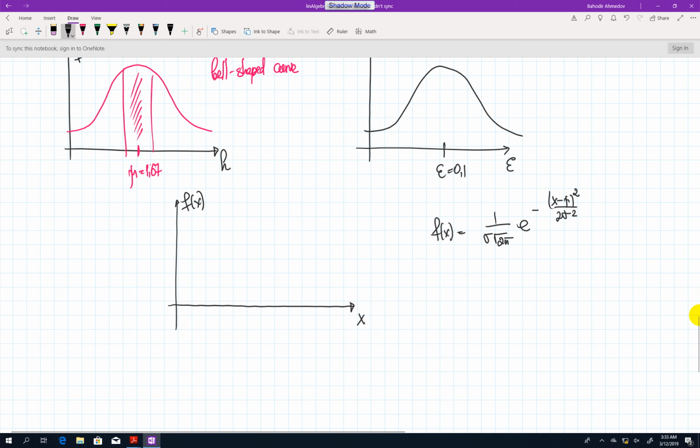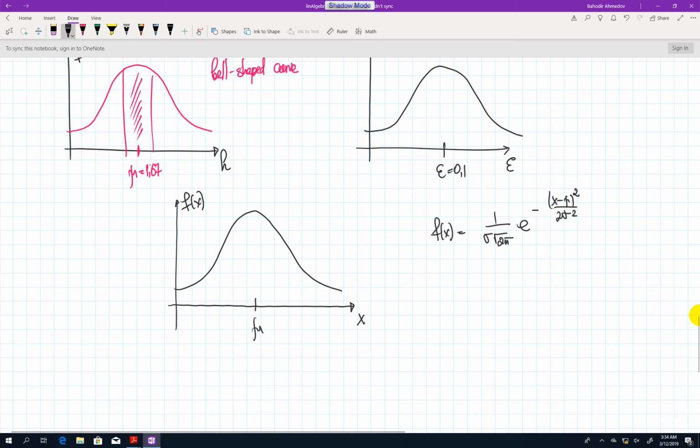Now, if you put x equal to mu, you will get some value, right? What value will you get? You get 1 over sigma multiplied by the square root of 2 pi. This will be the maximum point of this curve. Because if you put any other value of x, it makes the exponential term 1 over e to some positive number, which makes the overall function smaller. So at the point mu, our function has its maximum.